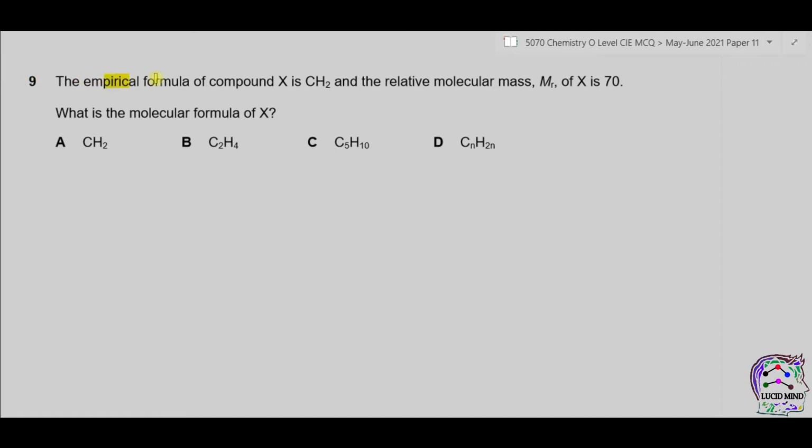Question 9. The empirical formula of compound X is CH2 and the relative molecular mass, which is Mr of X, is 70. What is the molecular formula of X? To find the molecular formula, we can use this: molecular formula is equal to n multiplied by empirical formula.